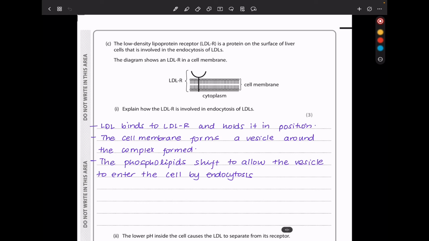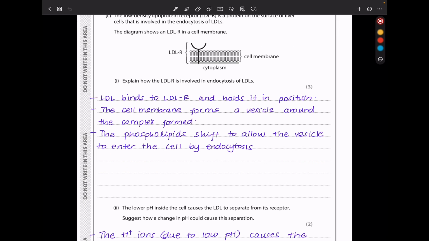And in part C, they say the low-density lipoprotein receptor, LDLR, is a protein on the surface of liver cells that is involved in the endocytosis of LDL. The diagram shows the LDLR in a cell membrane. We can see it there, and this is a cell membrane. Explain how the LDLR is involved in endocytosis of LDLs.